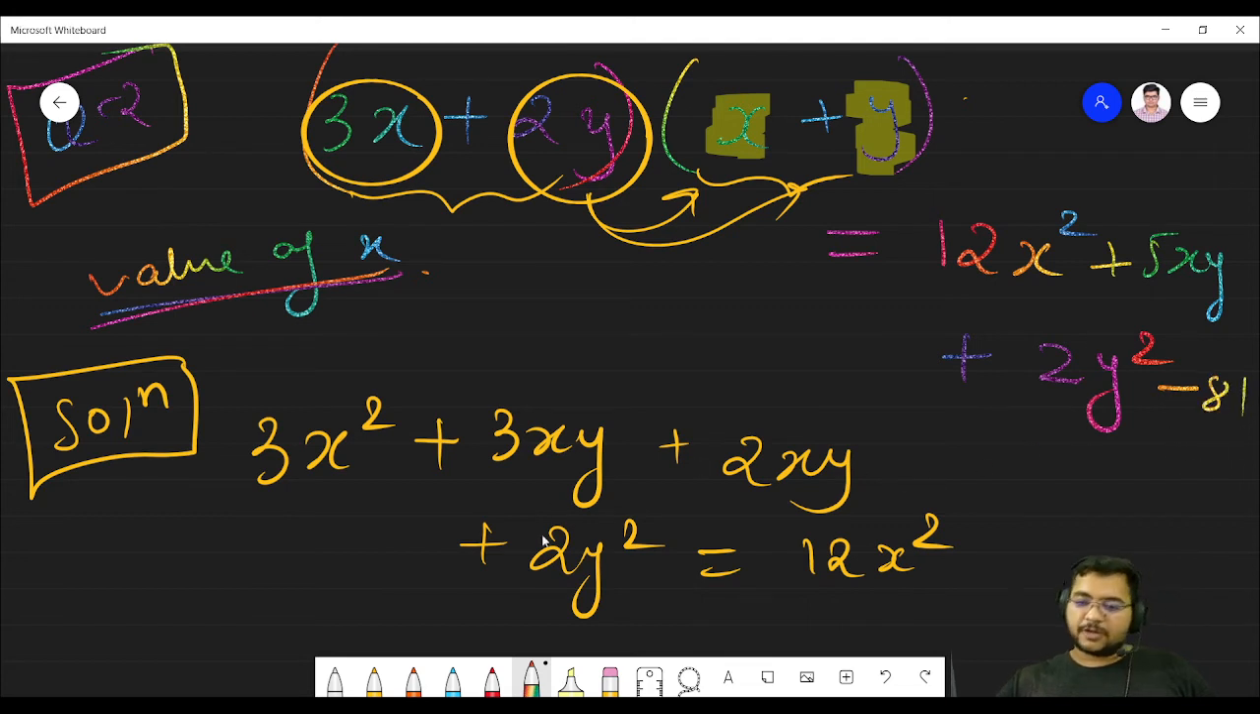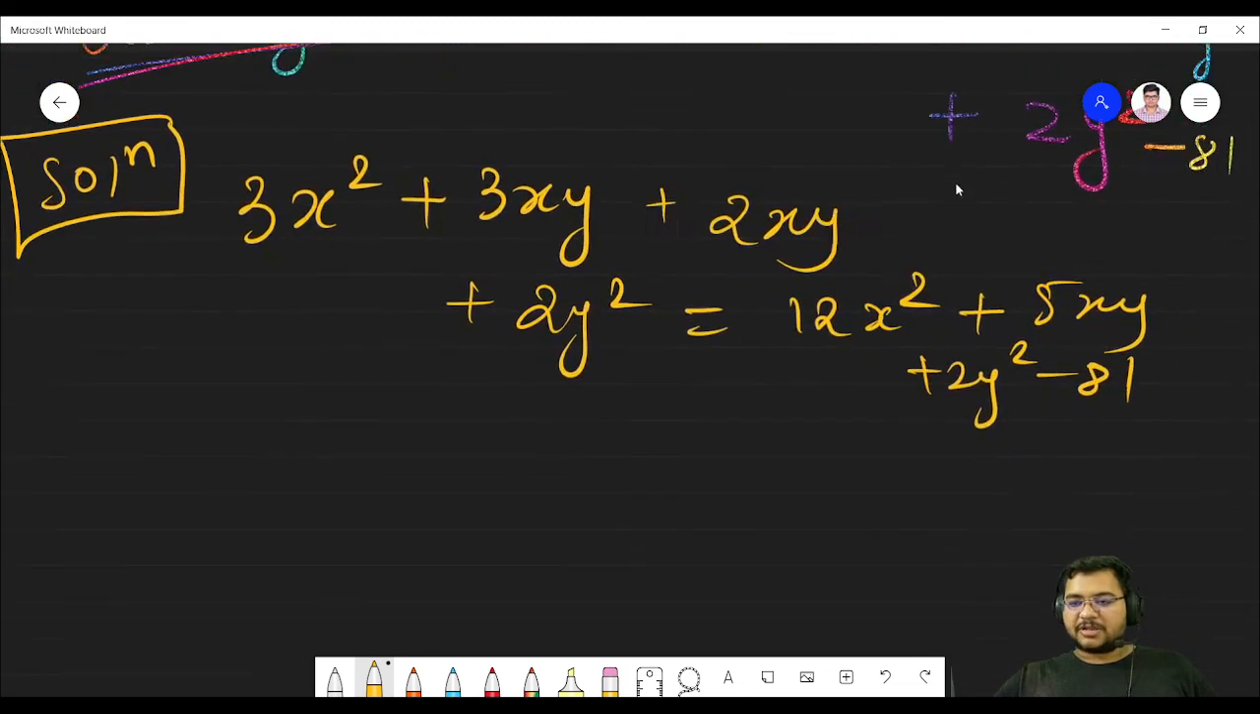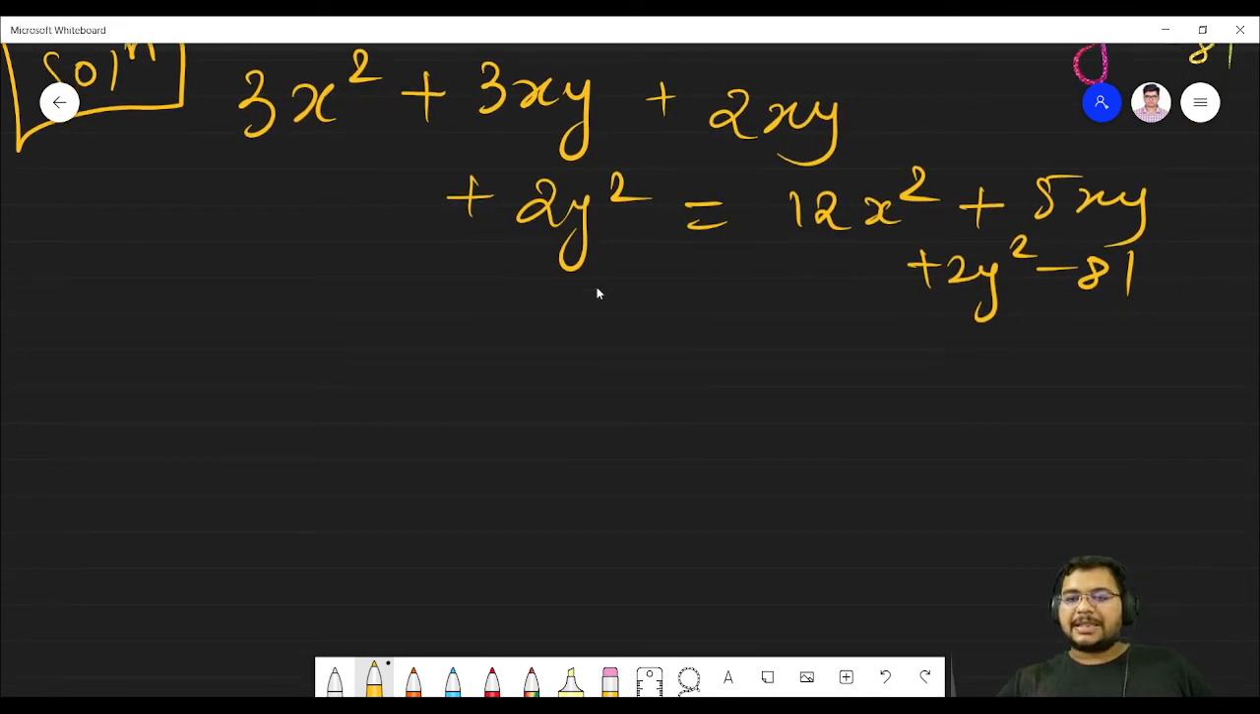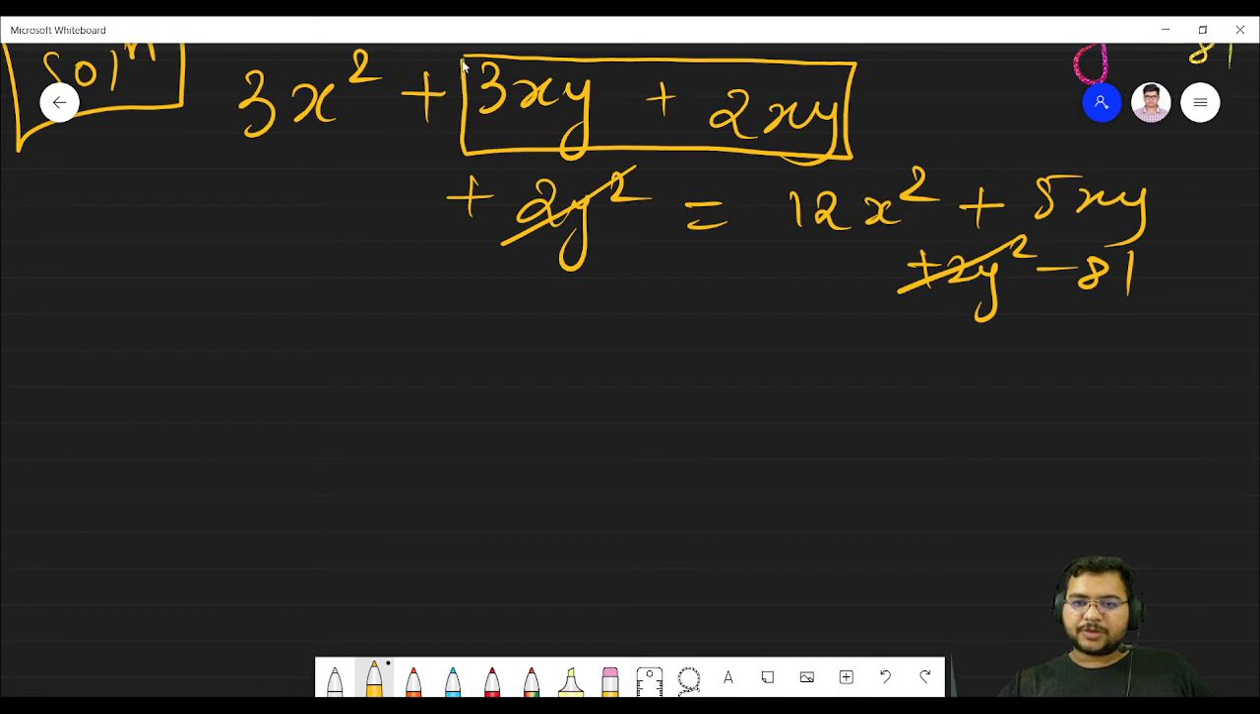Okay. Now see how the question becomes. As I made this question by myself, that's why we are having a little bit of changes. Okay, xy plus 2y square minus 81. Now as you are able to see here, this 2y square and 2y square get cancelled, because anyhow you will bring this on the left-hand side and then it will get cancelled, or we can just directly cancel it. Now see, this 3xy is there and the 2xy is there.